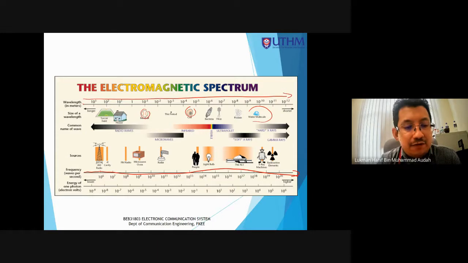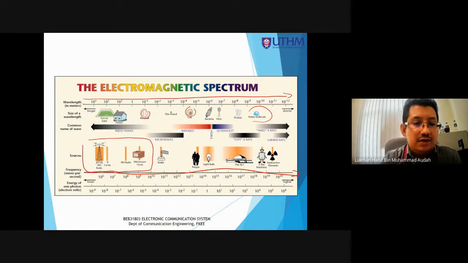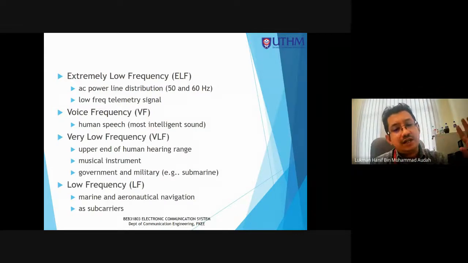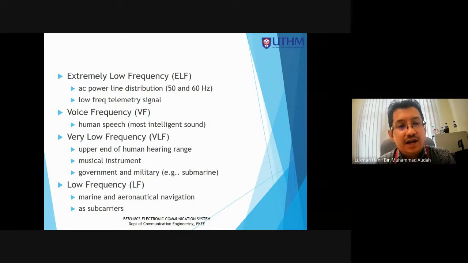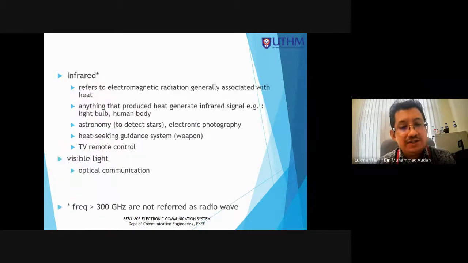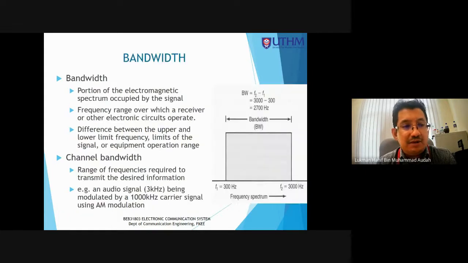Okay, but for this subject, we only use these applications. Okay, sorry, until here only. Ini tak ada. Okay, sehinggalah FM radio. Okay, kita tidak melihat yang lain. Okay, so itu untuk higher frequencies. So these are the explanations of each type of frequencies. ELF, VF dan sebagainya, ini boleh baca sendiri. Infrared, visible light, optical communications. So the highest frequency is used in the optical fiber.